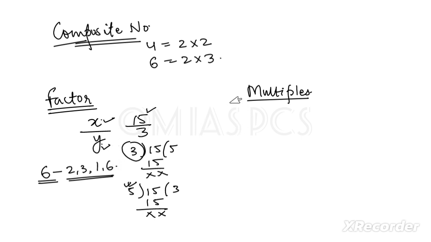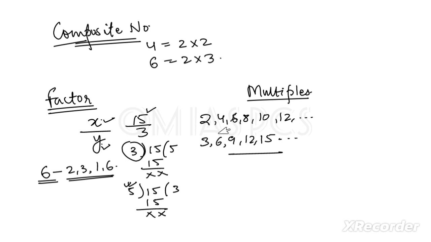Okay, fine. Now what are multiples? Multiples means simply the tables which we learned in childhood. Like multiples of 2: 2, 4, 6, 8, 10, 12, like this. Multiples of 3: 3, 6, 9, 12, 15, and so on. You got it? That is what multiples are.